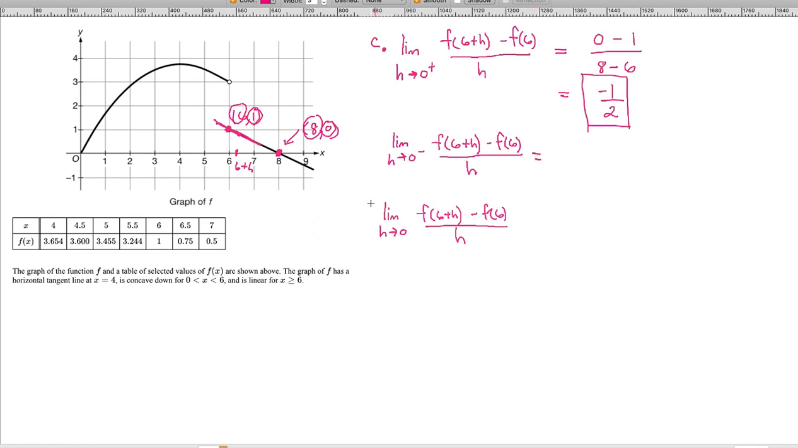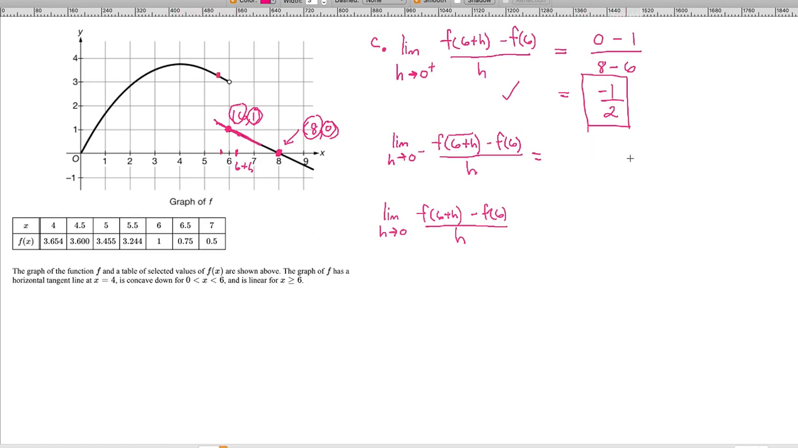Okay, equals. Now let's see this one. So I'm done with the first part. Second part. Now h is coming to 0, but from values to the left of 0. So that implies that 6 plus h, if it's 6 plus a negative, is to the left of 6. So I'm coming from over here.